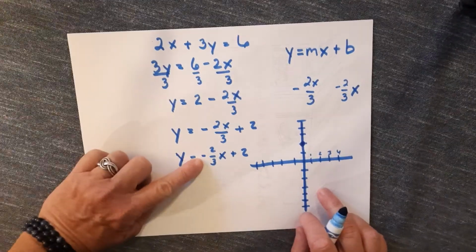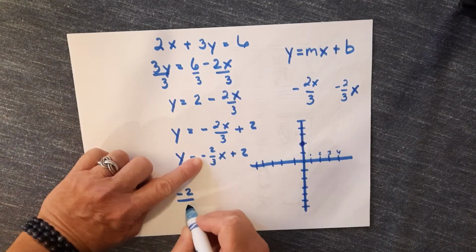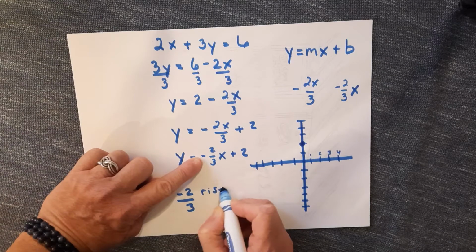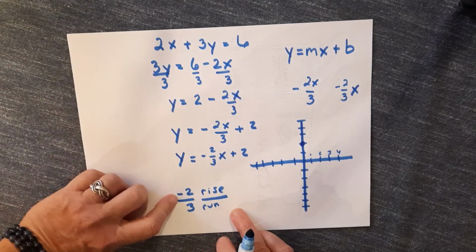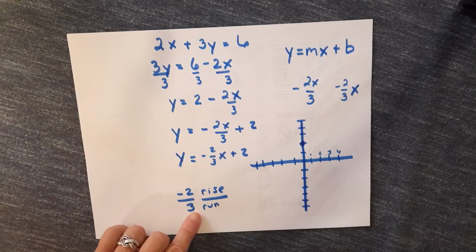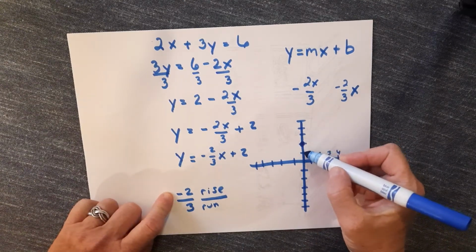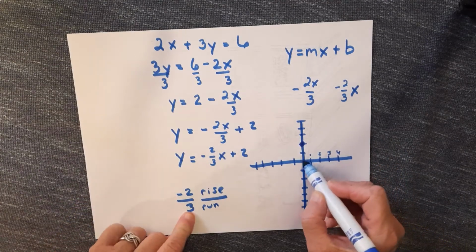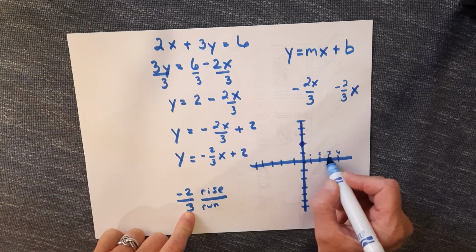Now we look at the slope. We have negative 2/3 x. Negative 2/3. Rise over run. So for every time this line goes down 2, it goes over 3. The negative sign tells us to start at this dot and go down 2, 1, 2, and then we need to go over 3, 1, 2, 3. So we put our dot here.